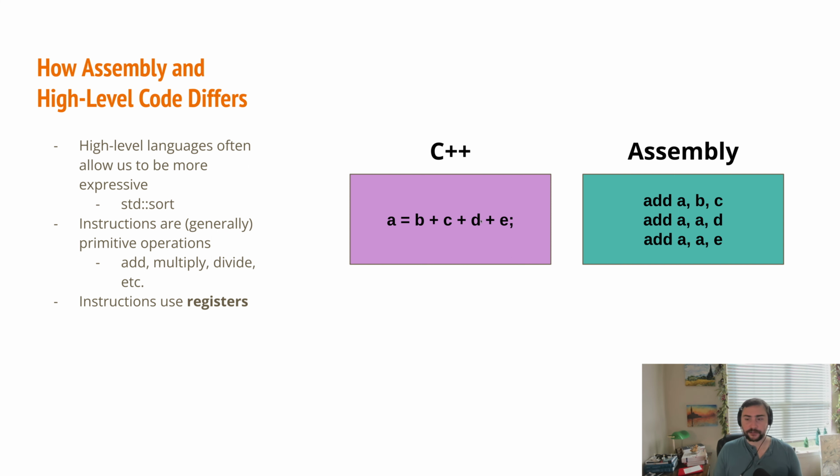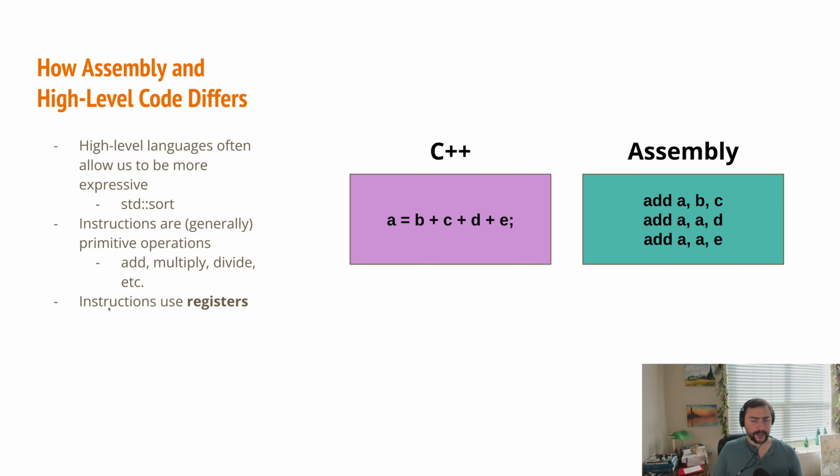So here, just to add these 4 numbers together and store it into A, we'd have to do something like these 3 instructions here, where we first add B and C and store that partial result in A. Then we add A, which has that partial result, with D and store that partial result in A. And then finally, we add our partial result with E and store that final result in A. So it takes us 3 assembly instructions to do the single line, say, of C++.